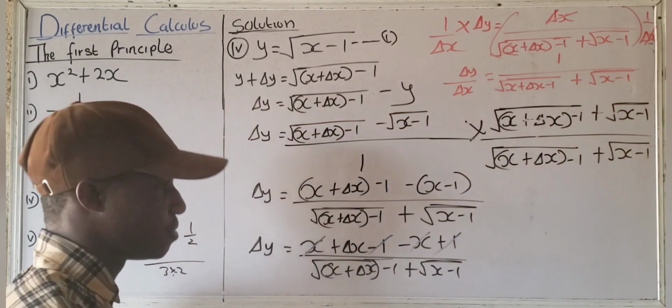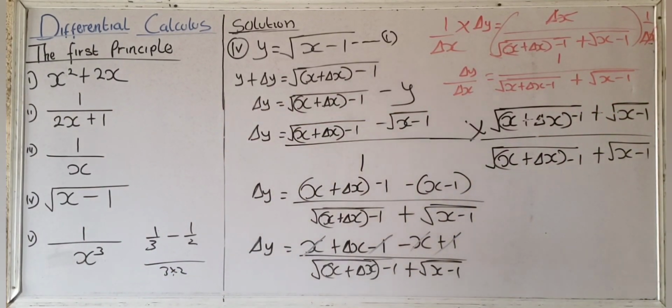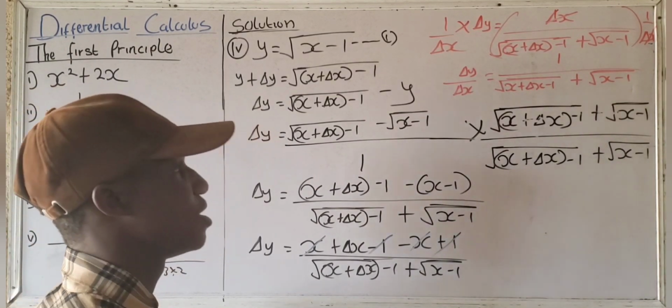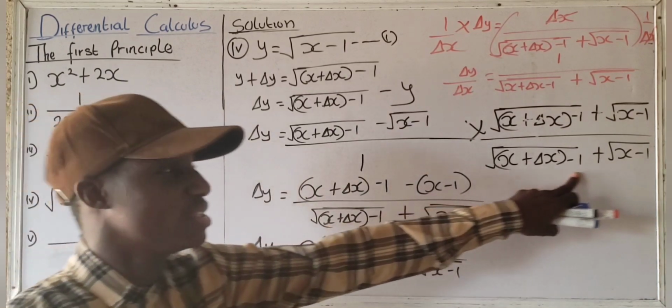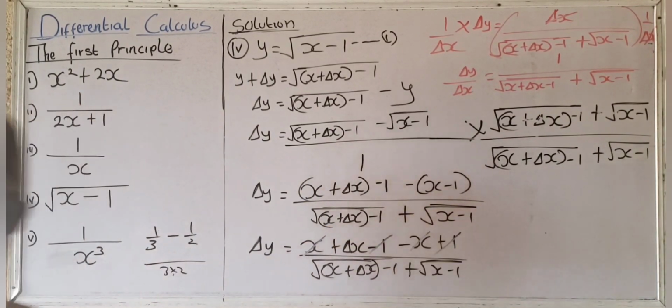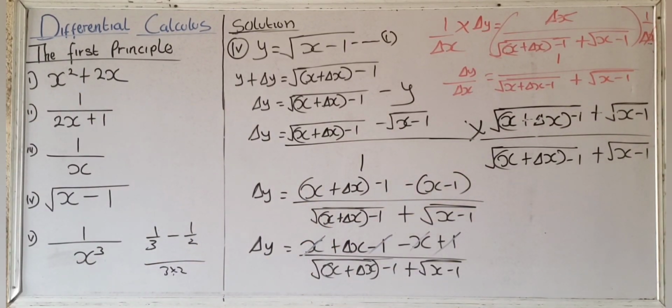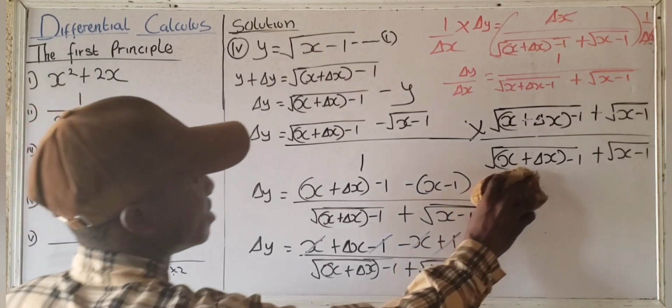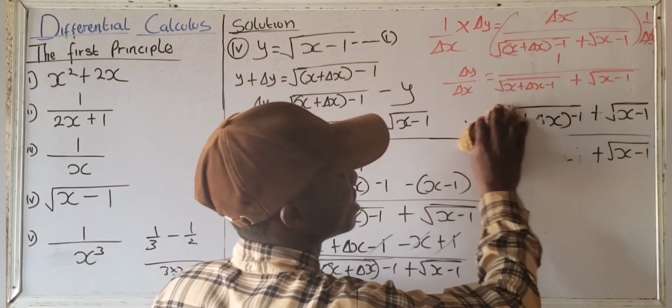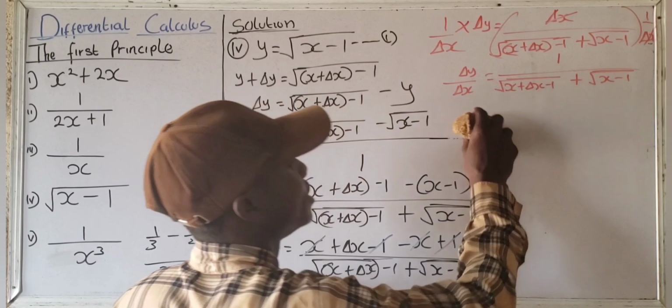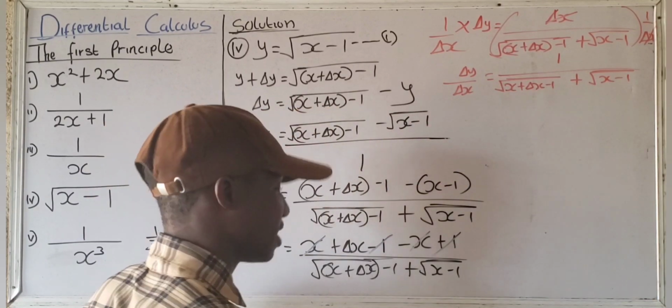Okay? Now, having gotten to this point, the next step is that you have to take the limit as delta x tends to 0. I'm very sure you've written this. I want to erase it now. All I did here is that I just took the conjugate, okay? So I'm going to erase it to give me space to solve this.